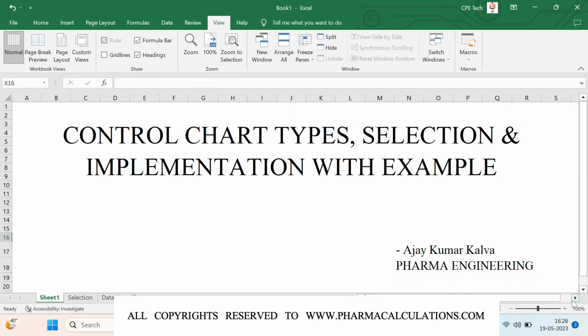Good evening, everyone. Today we are going to see the post on control chart types, selection, and implementation with an example. So basically, first of all, we should understand what exactly a control chart is and what is the purpose of a control chart.